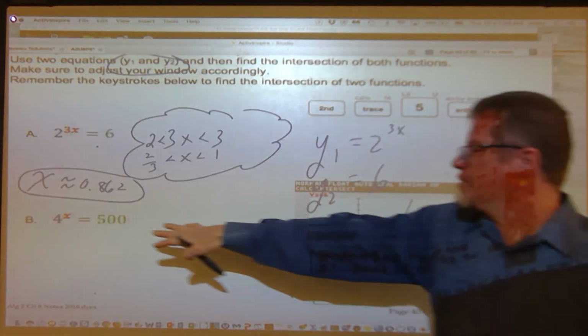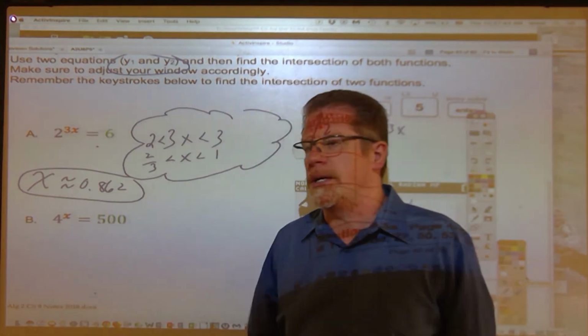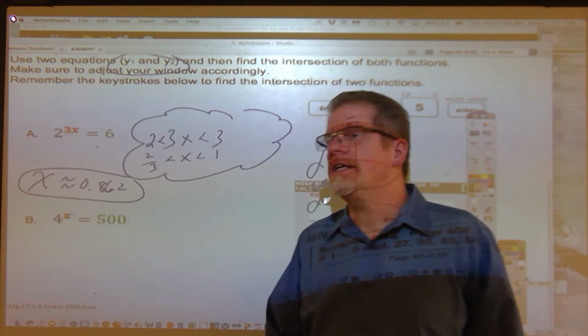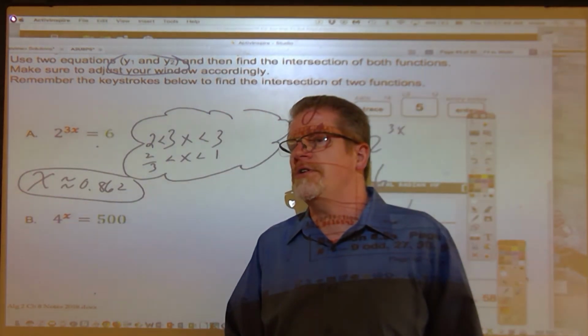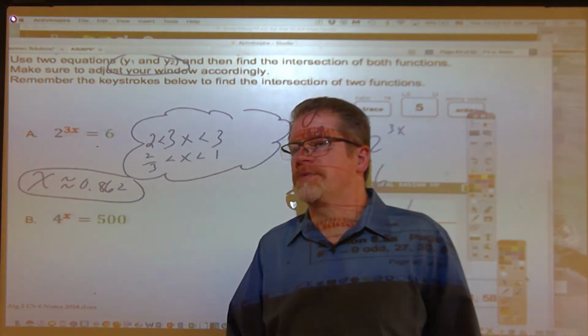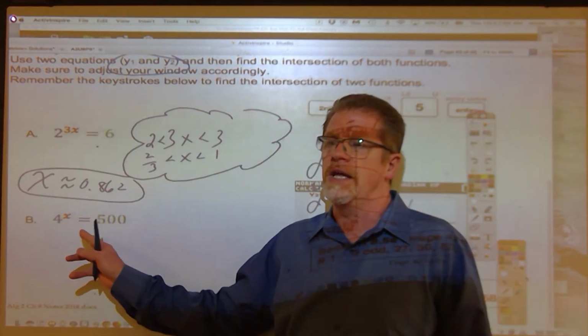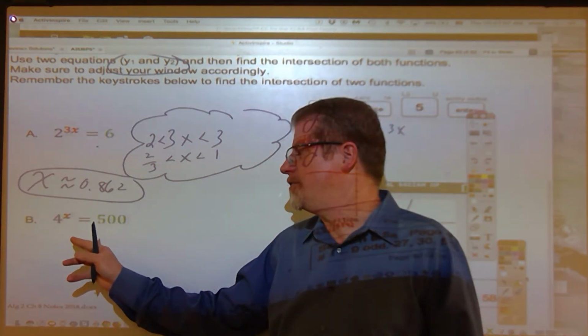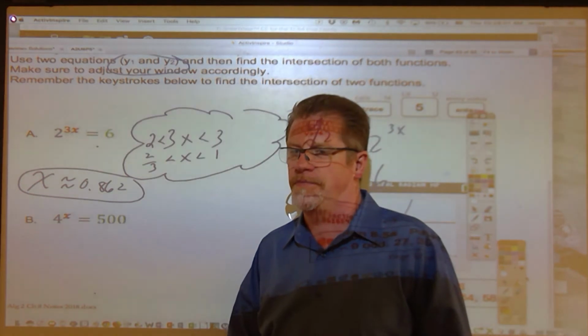Okay, so here, try this one on your own. Try to solve the equation 4 to the x equals 500 on your own. You may need a bigger viewing window for this. You know, if I were you, I'd bump your x max value up to like 5 or maybe even 10. But try part B on your own, solve the equation 4 to the x equals 500.